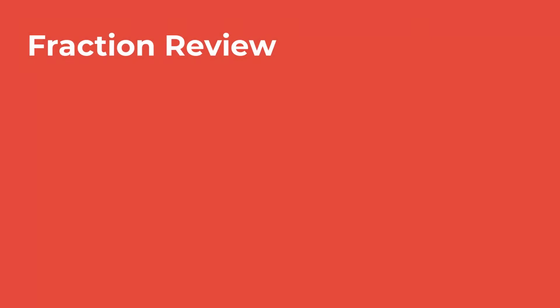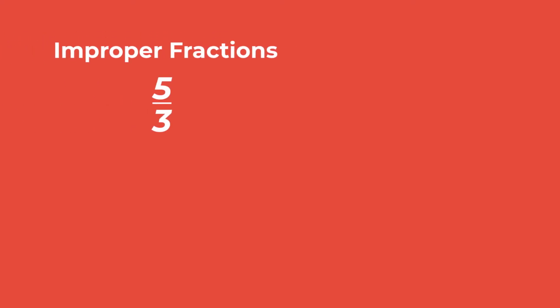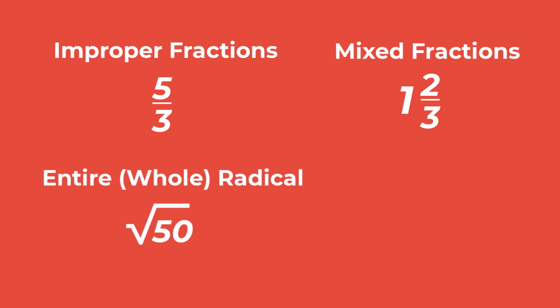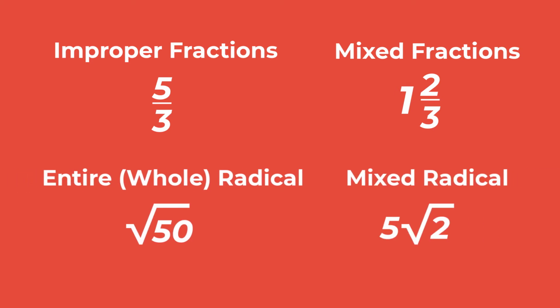Recalling your knowledge of fractions, remember that there are two types of fractions. There are improper fractions and mixed fractions. Improper fractions do not have any integers in front of them, while mixed fractions do. Keeping this in mind, here is an example of an entire or a whole radical and an example of a mixed radical. What do you notice? Well, the entire or whole radical looks like an improper fraction because it doesn't have an integer in front, while the mixed radical looks like a mixed fraction because it does have an integer in the front.